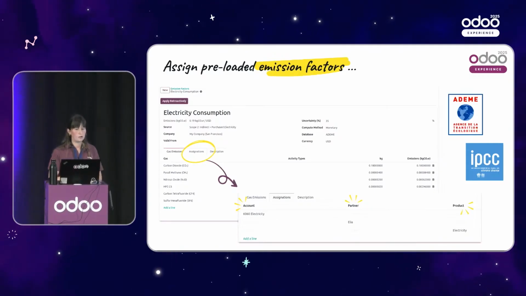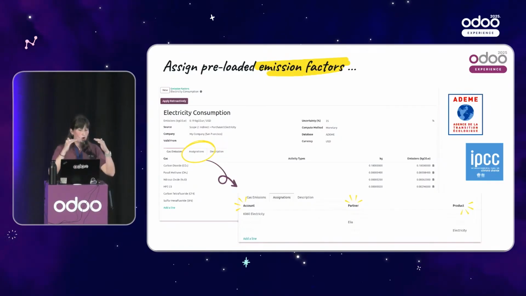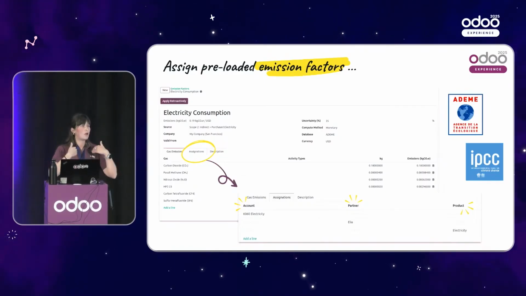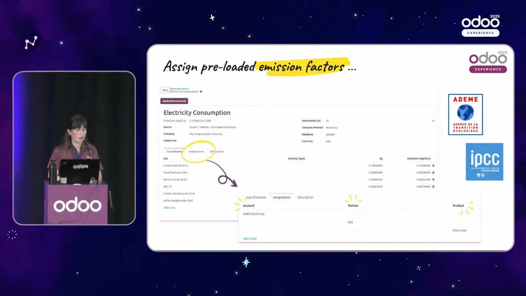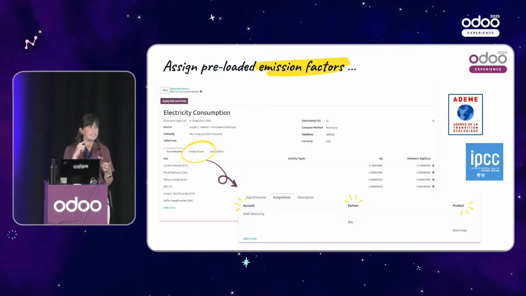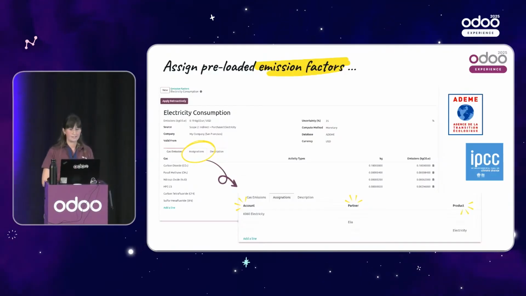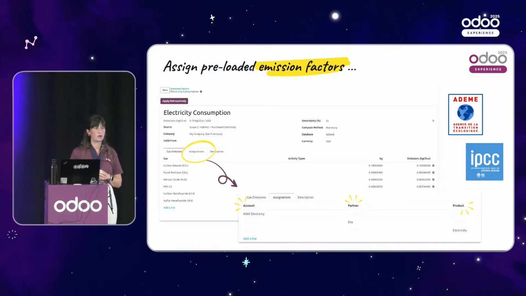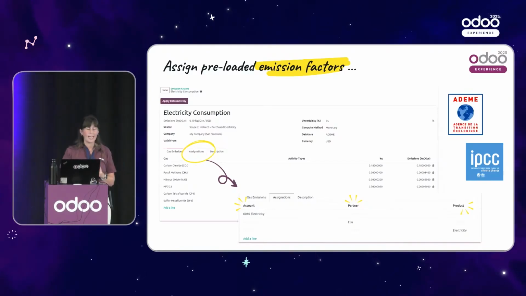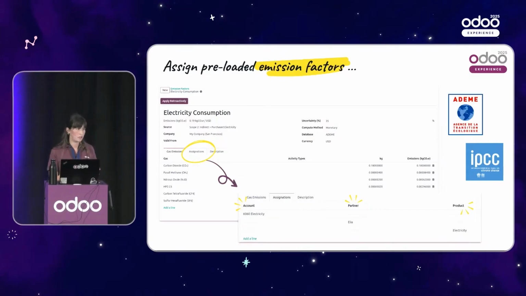And this emission factor has all the activity types concerning one activity. For example, the production of the activity, the transport of the activity, the material that we need to do that activity, and we have the total in kilograms of CO2 equivalent. And how to link this emission factor to what you have in your database? Thanks to assignation rules.